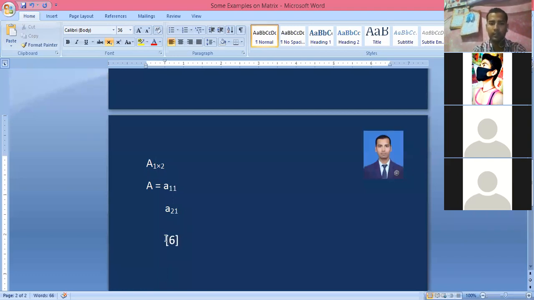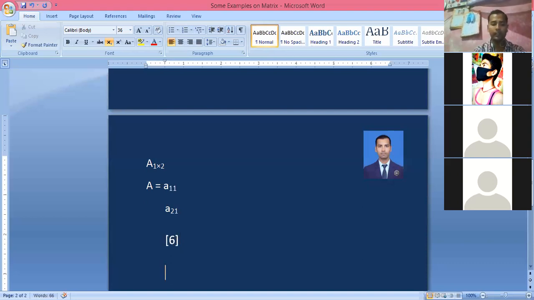The matrix that I have written is 1 into 1. Yes. Just remember one thing: if a matrix has the same number of rows and columns, such type of matrices are considered square matrices. It has the same order, that means a row and column, that is 1 and 1, which means its order is 1 into 1. That's why we can call it a square matrix.